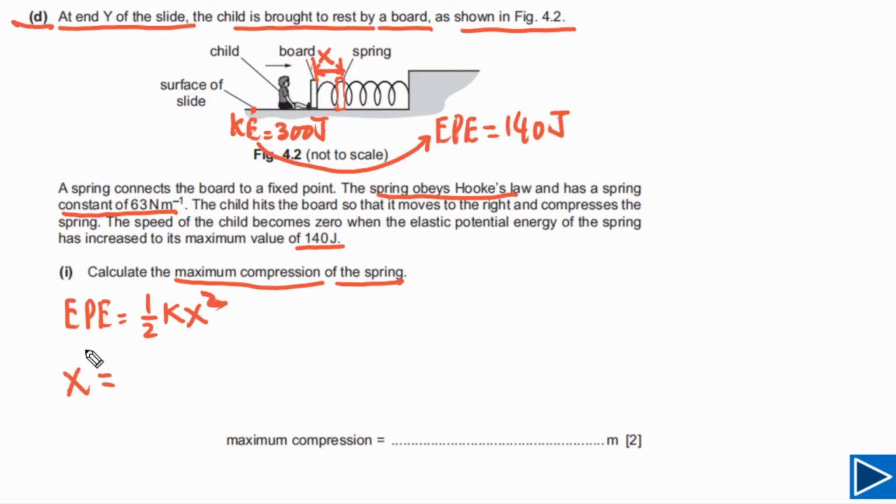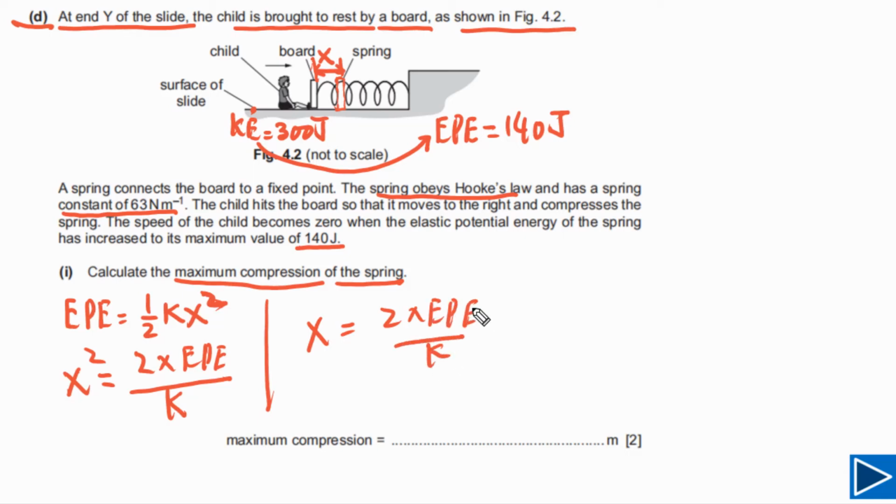So simply we can rearrange. We can say x squared is equal to 2 times EPE divided by k. We need to find x, so x will be equal to the root of 2 times EPE, elastic potential energy, divided by k. This x will be equal to the maximum compression, because we are using the maximum value of EPE. So this is our x max.